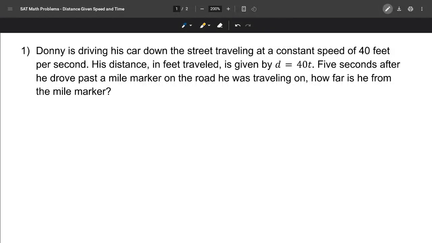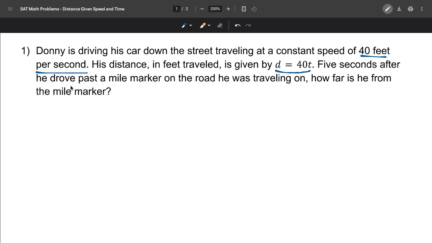In this video, we're going to look at SAT style math problems where we're looking at distance traveled given speed and time. So let's look at problem number 1. We've got Donnie. He's driving his car down the street traveling at a constant speed of 40 feet per second. And his distance in feet traveled is given by d equals 40t.